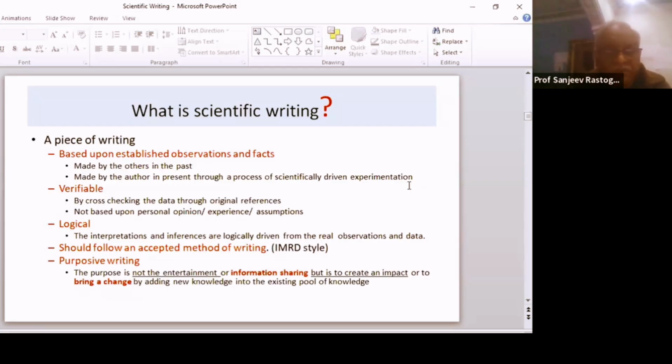The second most important component of scientific writing is that it has to be verifiable. Whatever you are writing there, every point, every fact, every statement, every piece of data that you put in scientific writing, should be verifiable.